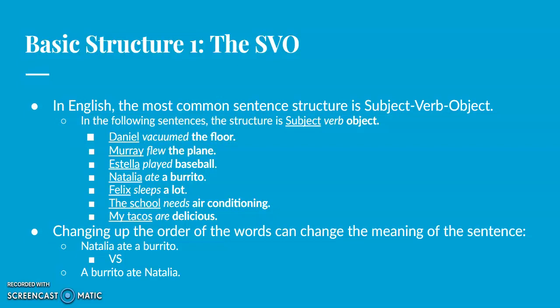When you change the order of the words without making any other changes, you can change the meaning of the sentence. Consider the difference between Natalia ate a burrito and a burrito ate Natalia. The exact same words in a different order can spell either a happy lunch or a horror movie setup. Make sure when you're writing a sentence that you are clear about what is doing the action and what is receiving the action.